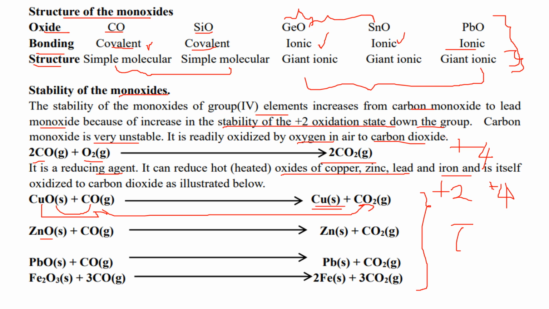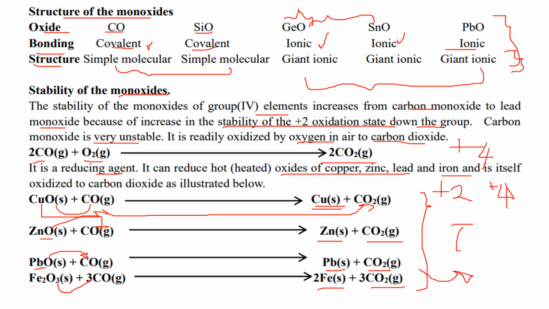So zinc oxide donates this oxygen to carbon monoxide to give us zinc solid together with carbon dioxide gas. And then lead oxide donates this oxygen to carbon monoxide to give us carbon dioxide gas together with lead. And then iron trioxide donates the oxygen to carbon monoxide to give us the iron solid together with carbon dioxide. So those are called reducing properties.